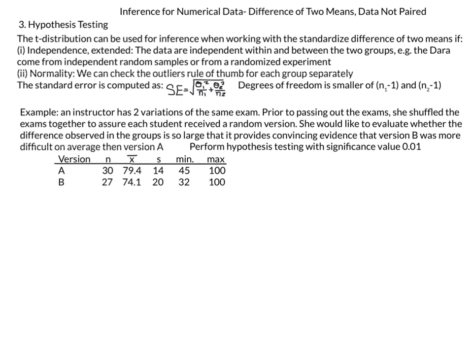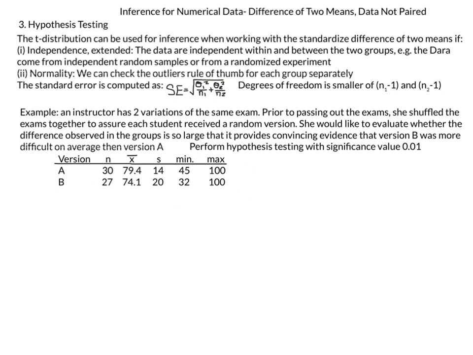One more example of hypothesis testing. An instructor has two variations of the same exam. Prior to passing out the exam, she shuffles the exams together to ensure that each student receives a random version. She would like to evaluate whether the difference observed in the groups is so large that it provides convincing evidence that version B was more difficult on average than version A. We want to perform hypothesis testing with a significance value of 0.01.